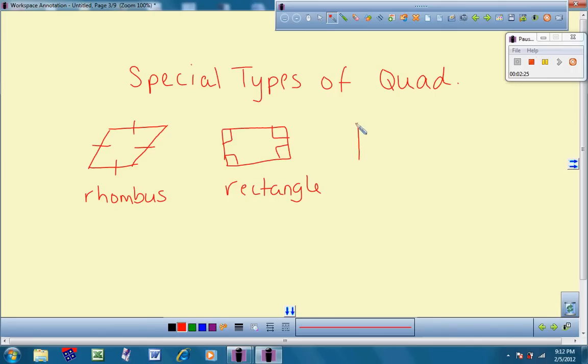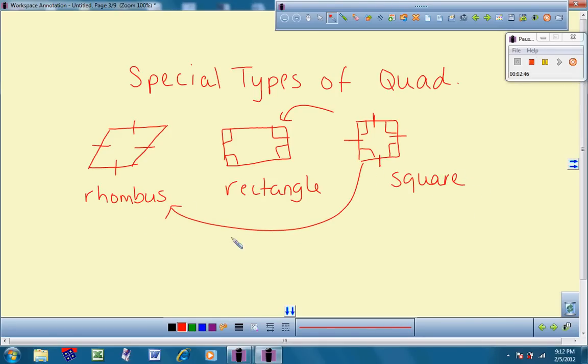A third type of special parallelogram was your square. A square has 4 right angles, just like a rectangle, but it also has 4 congruent sides, just like a rhombus. Alright, so a rhombus, the 4 sides are congruent. Rectangle, the 4 angles are congruent. A square, you have both 4 sides and 4 angles congruent.